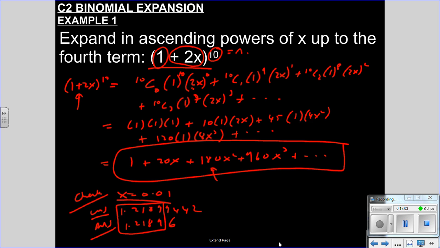That is it. That is binomial expansion, the basics. But where and why does this happen? So why does this happen?